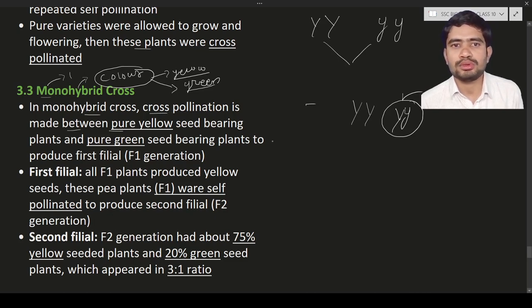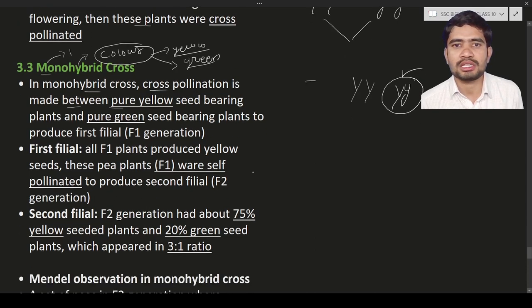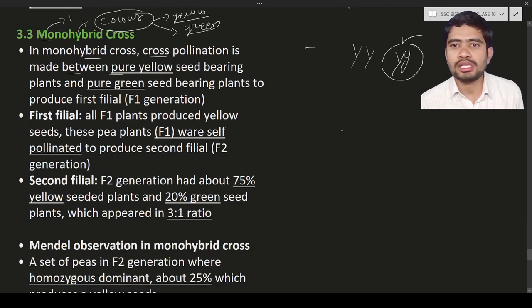So that is between the pure yellow seed bearing plants and plants of the pure green. Here, capital Y represents the pure yellow color. For the green color we are using the small y. How are these pure plants obtained? From self pollination, pure ones will be obtained. Now we have to see how these characteristics are going to pass to the progeny.